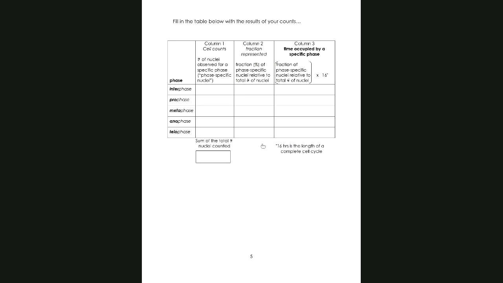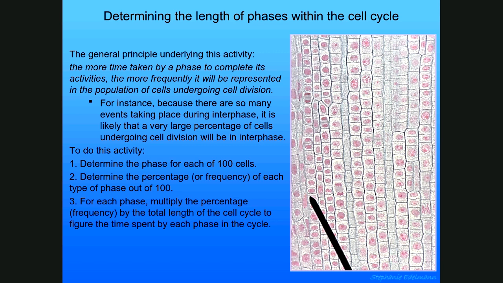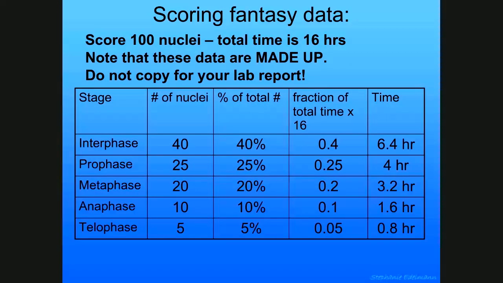And I'm going to go back to the PowerPoint real quick, because on the PowerPoint, I'm showing you what we're trying to get you to do with kind of fantasy numbers. So you're going to pick 100 of these, and you're going to determine the phase for each of these. And then you're going to calculate the percentage of how many there are in relation to the total, and figure out what the timing is based on that. So this makes a lot more sense when you see the numbers.